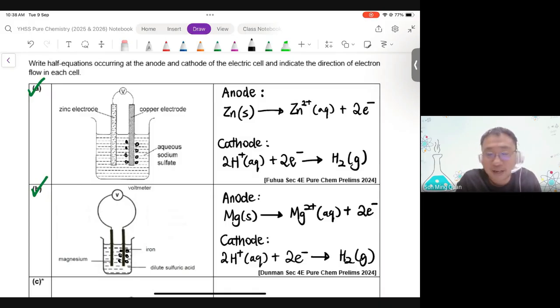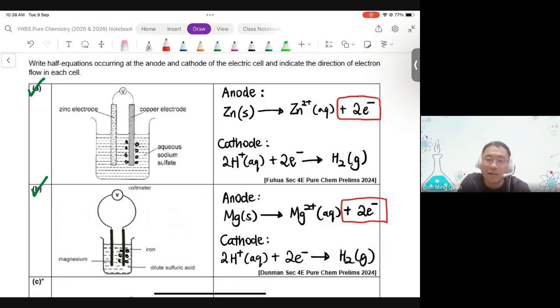So the whole concept is just using two metals with different reactivities. The more reactive metal is the one that's the anode. Anode is where oxidation takes place always, whether electrolysis or electric cell doesn't matter. It will always be oxidation for the anode.